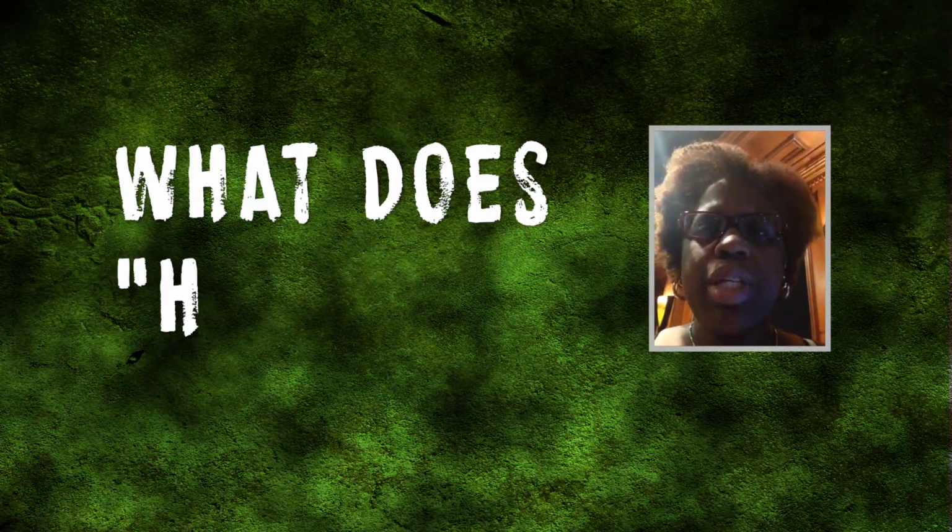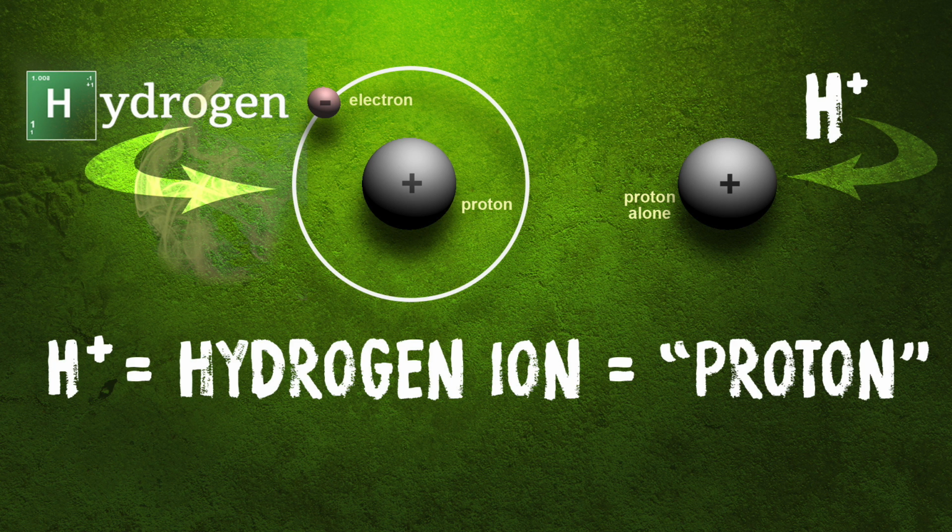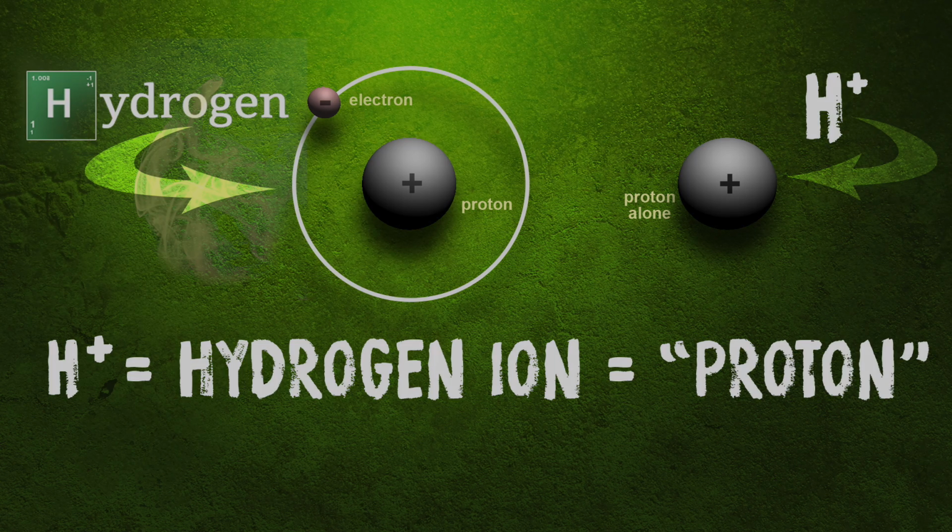What does the H+ symbol mean? H stands for hydrogen, which is element number 1 on the periodic table. Now, when hydrogen loses its electron, it is just one lonely proton. So when we say H+, we're referring to the hydrogen ion, and as shorthand, we just call it a proton.